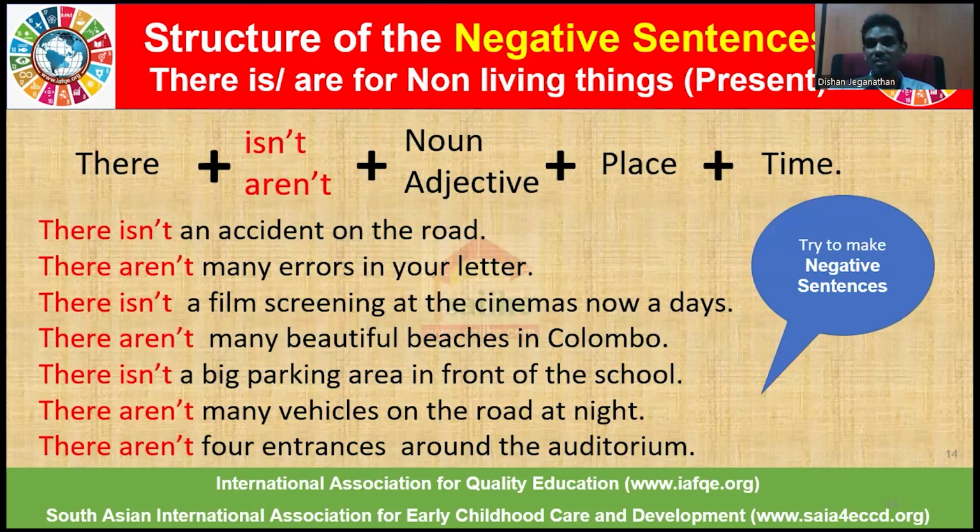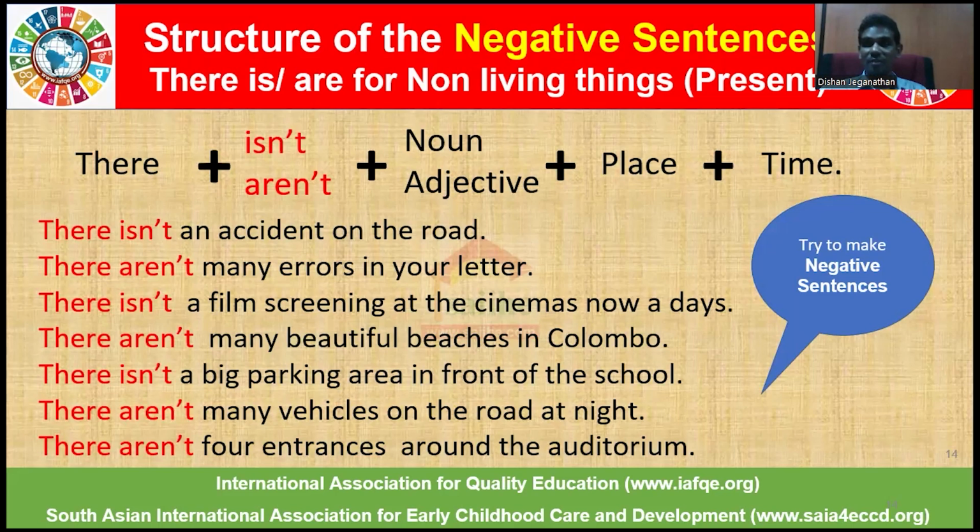There isn't a film screening at the cinemas nowadays. There aren't many beautiful beaches in Colombo. There isn't a big parking area in front of the school. There aren't many vehicles on the road at night. There aren't 4 entrances around the auditorium. So these are examples of negative sentences for non-living things.